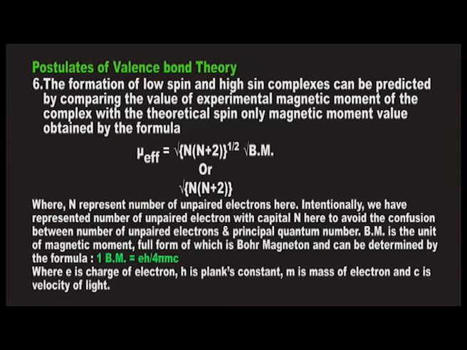Intentionally, we have represented the number of unpaired electrons with capital N here to avoid confusion between the number of unpaired electrons and the principal quantum number. BM is the unit of magnetic moment, the full form of which is Bohr magneton, and can be determined by the formula 1 BM is equal to eh by 4 pi mc, where e is the charge of an electron, h is Planck's constant, m is the mass of the electron, and c is the velocity of light.